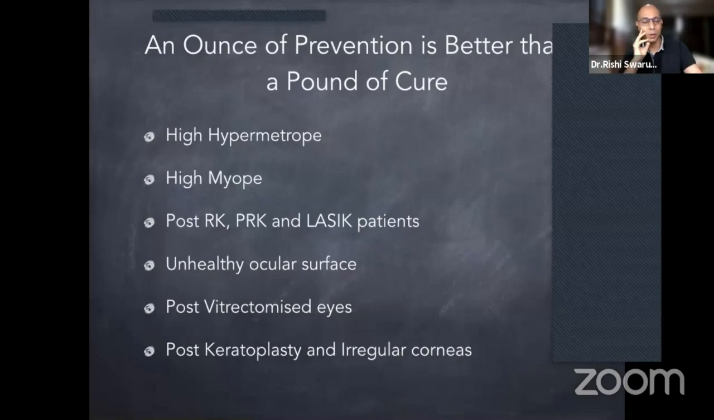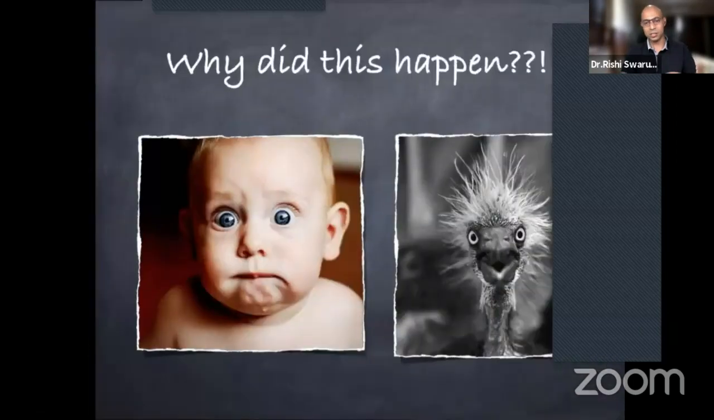The hypermetropes, high myopes, basically extremes of axial length. Any patient with an irregular cornea, which is post-RK or post-refractive surgery, patients with scars, with ectasias, patients with unhealthy ocular surface also can give you very wrong K readings, which can affect your outcome. Post-vitrectomized eyes, because your effective lens position will change. And then I mentioned post-keratoplasty eyes, which is very nicely covered by Mukesh in the previous talk.